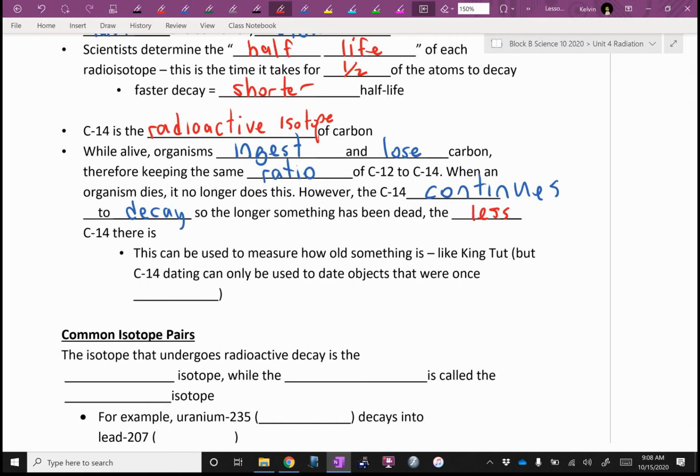They would have taken a very, very small either skin sample or fingernail sample or a sample from the hair. But the limitation with carbon-14, it can only be used to date objects that were once alive. Doesn't work for rocks. But we have other ones that work great for rocks.